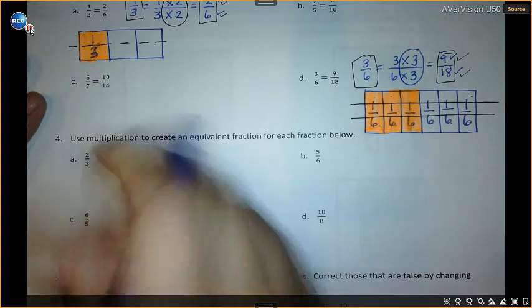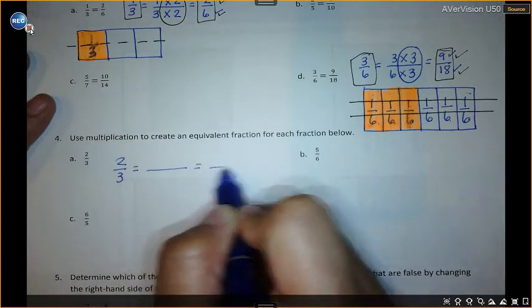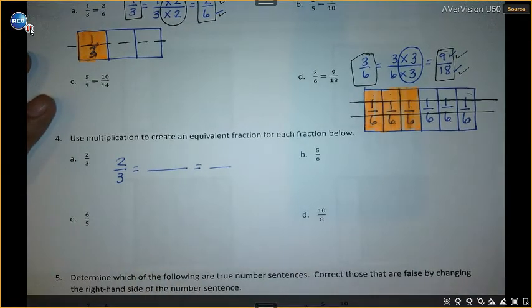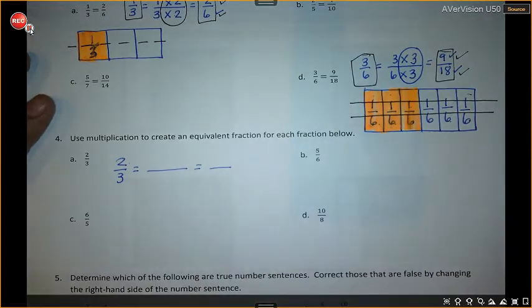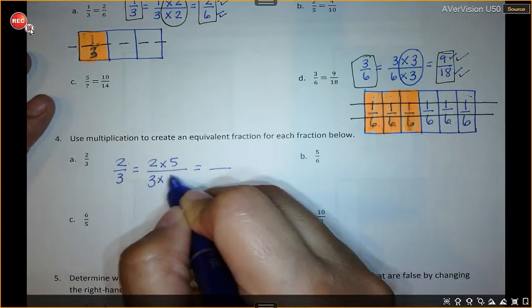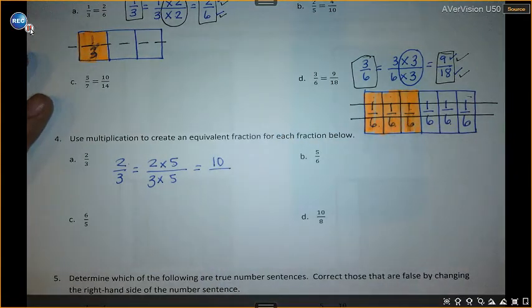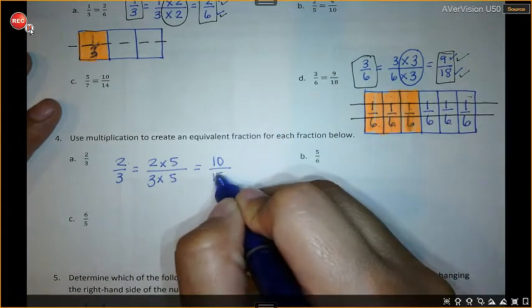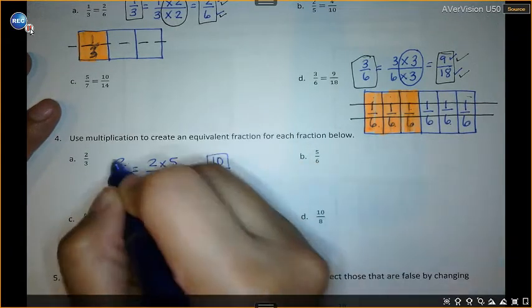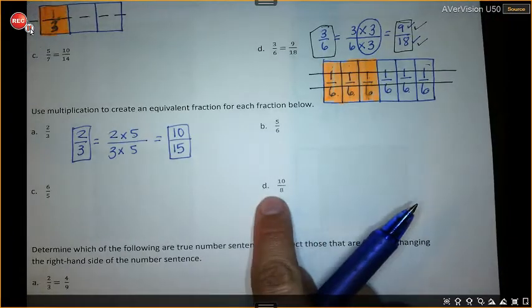So what I'm going to do is write the fraction, 2/3. Remember what we talked about earlier. In order to generate equivalent fractions, we need to multiply the numerator and denominator by the same number. So since I chose 5, I'm going to multiply by 5. 2 times 5 equals 10. 3 times 5 equals 15. And it's this easy. I have created 2 equivalent fractions. So what do I know about 2/3 and 10/15? Yes, they're equivalent.